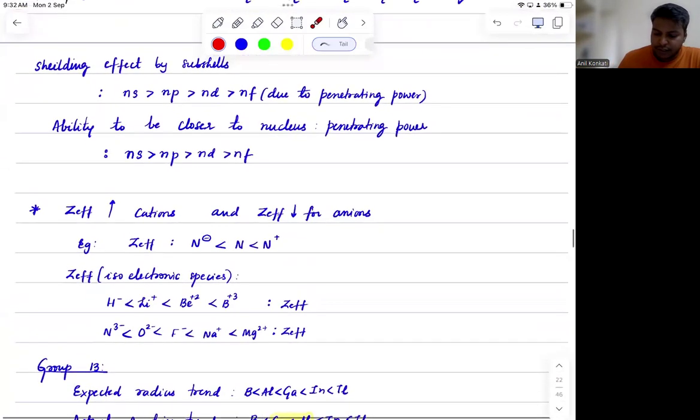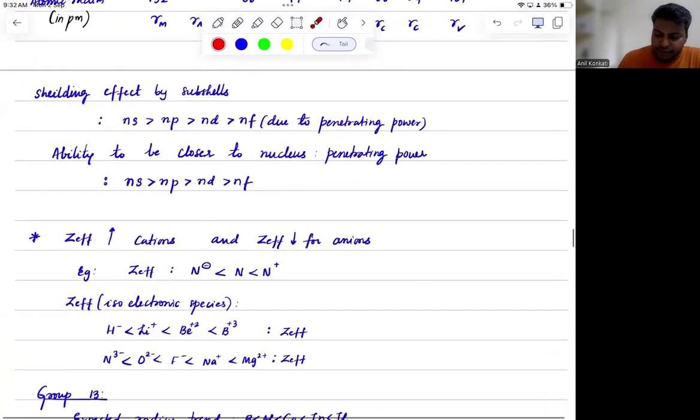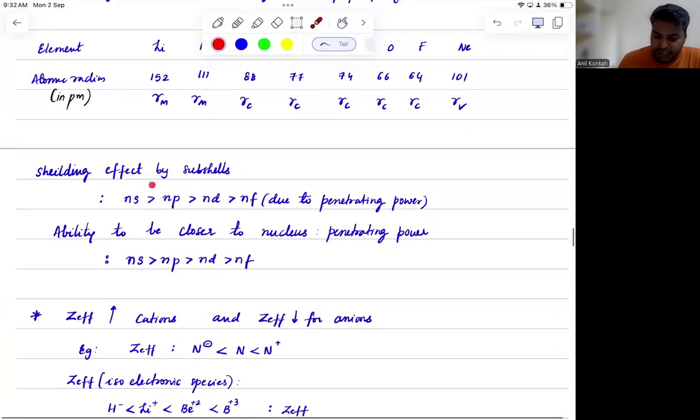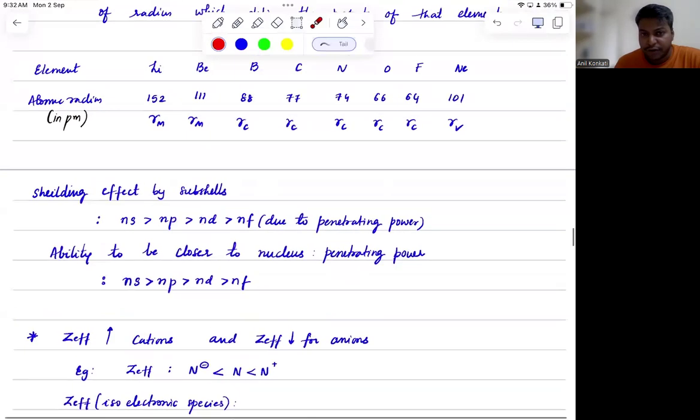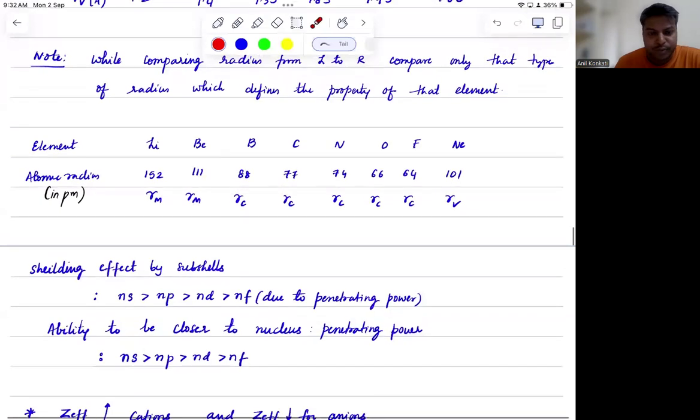Next. Shielding effect by subshells: you will notice that generally ns will have greater than np, nd, and nf. Acha, I forgot to explain how the atomic radius changes. The atomic radius is decreasing, but only up to fluorine. After fluorine, it will start increasing. Got it? While comparing the inert gas versus the group 17 element, the inert gas will always have larger atomic size.